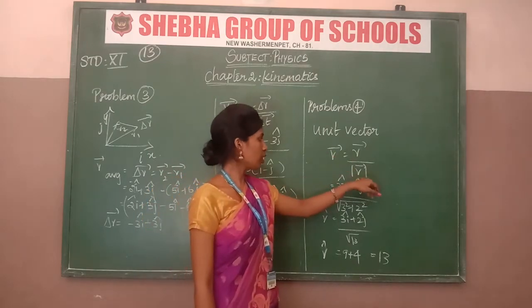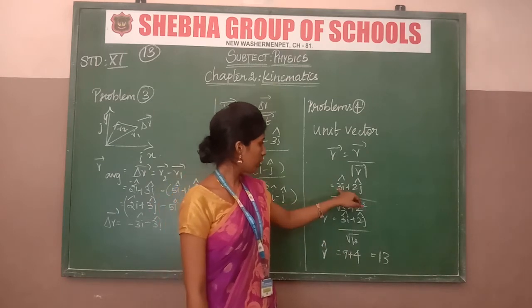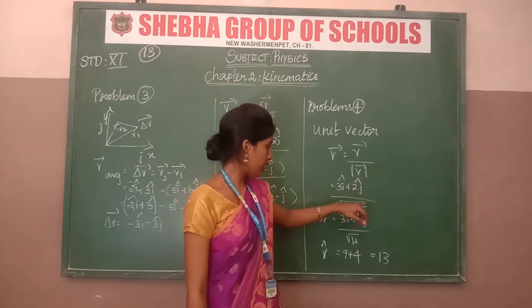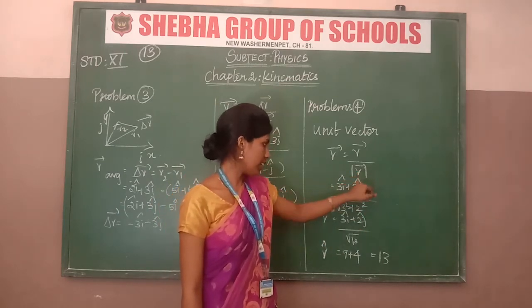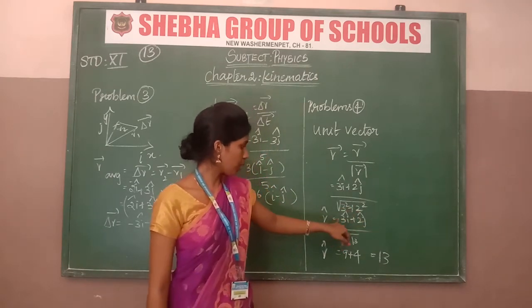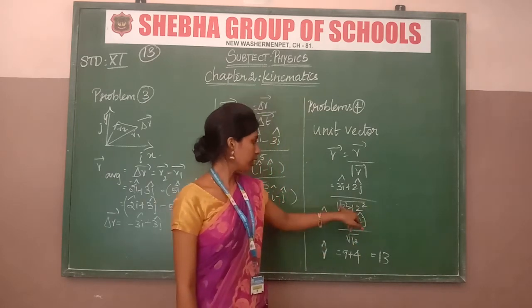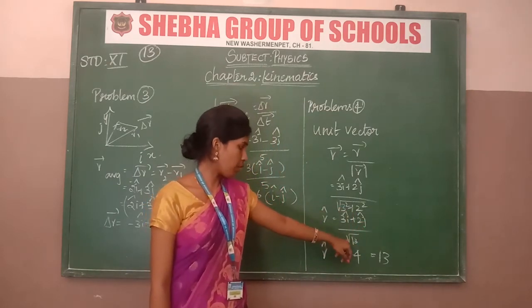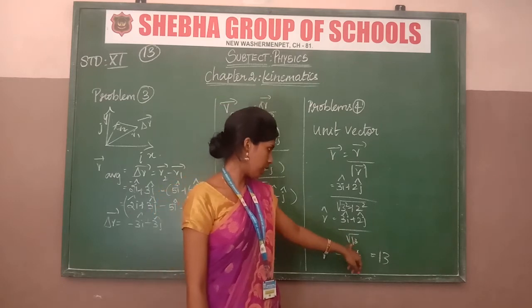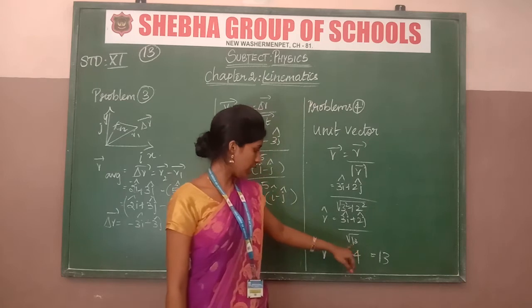So when we substitute this in the modulus formula, we take (3i plus 2j cap) divided by the modulus. So we put the root formula: 3 square plus 2 square. So r cap is equal to (3i vector plus 2j vector) divided by the root. When we take this root, what do we get? Root 13. Okay, the answer is 13 because 3 square is 9, 2 square is 4, so we get 13.